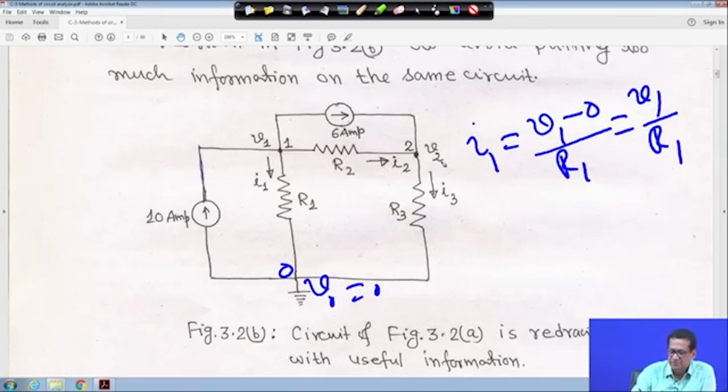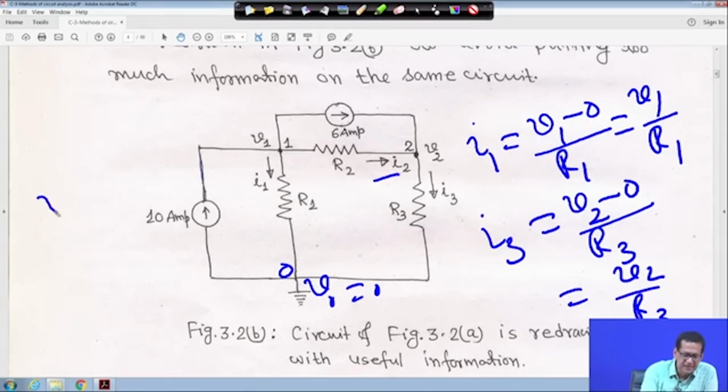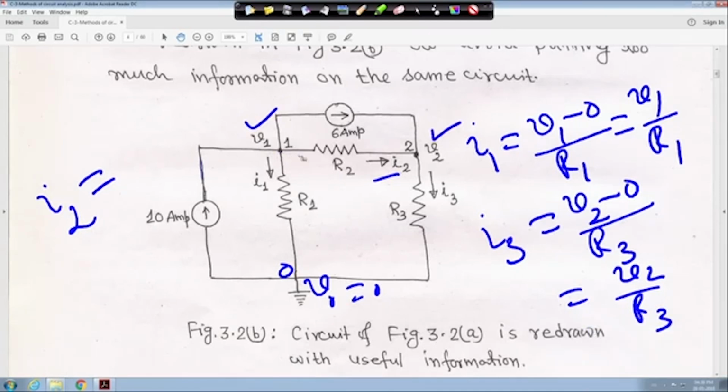Similarly, if you look into I3, I will come to I2 later. I3 will be V2 minus 0, because the datum node voltage is 0, not writing V0 again and again, directly writing V2 minus 0 divided by R3, that is equal to V2 by R3. And I2 is, this voltage is V1, this voltage is V2, and current is actually flowing from node 1 to node 2.